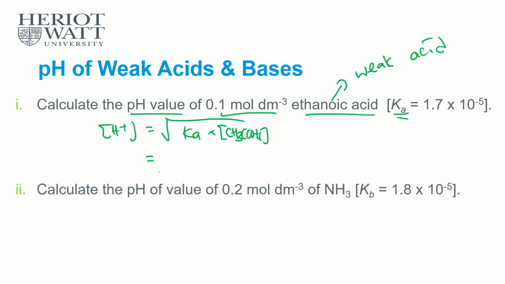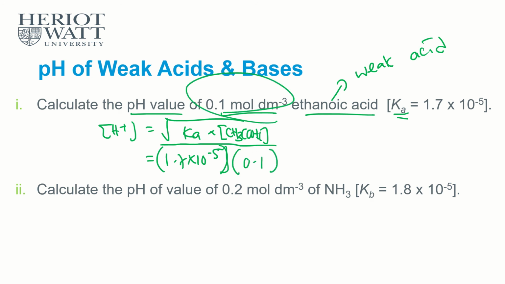So we just put in the values. Ka value is 1.7 times 10 to the power negative 5. Multiplied with, what is the original concentration? 0.1. And then you square root the whole thing. Then you will get the concentration of H plus. Let's do the calculation here. 1.7 times 10 to the power negative 5 multiplied with 0.1, and then you square root your answer. There you go. You get 1.3 times 10 to the power negative 3. Now that's your H plus. So what is your pH value?